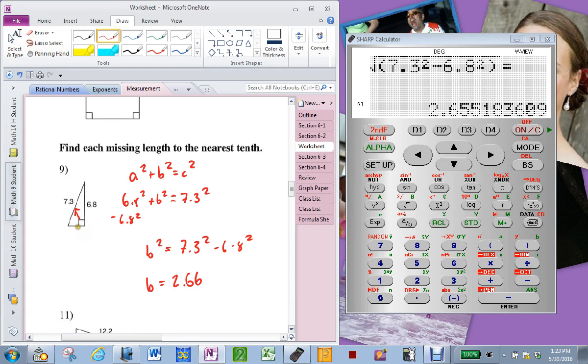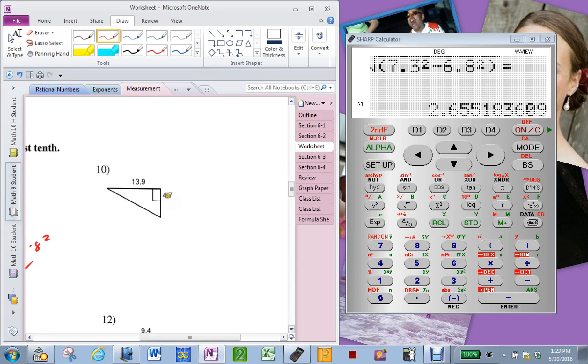Is this the shortest side? Yes. Is 2.6 the shortest number? Yes. So did we do it right? Yes. Now, anything change over here? I rotated it. The hypotenuse is down here. So it was a squared, b squared, c squared, but I knew a and b, not c. So it's just adding. The square root of 13.9 squared plus 4.7 squared.